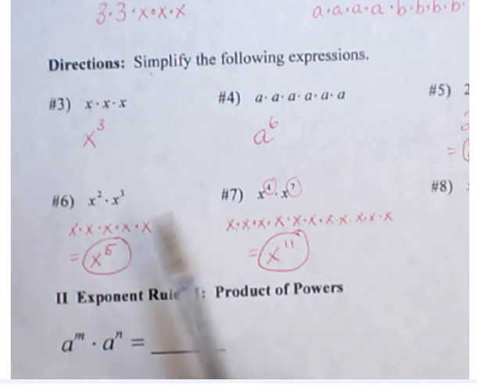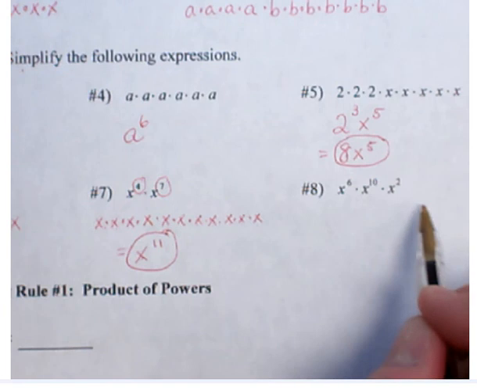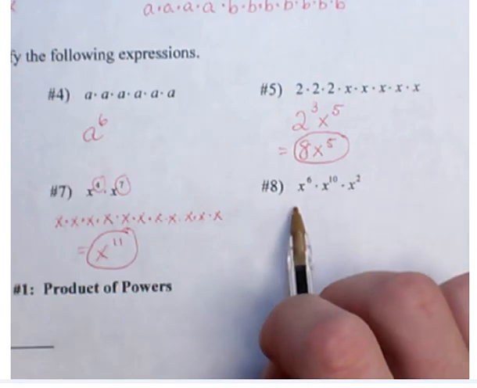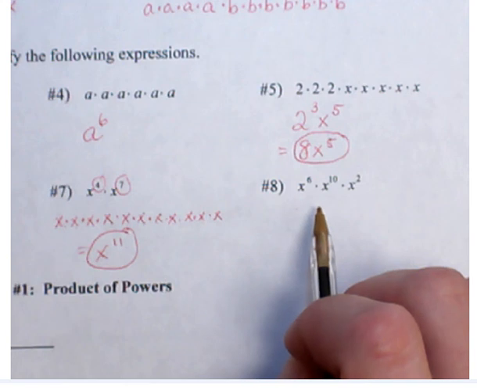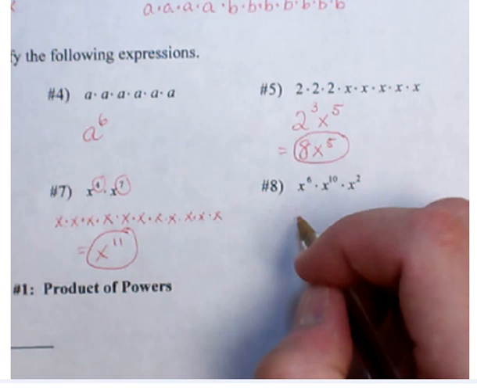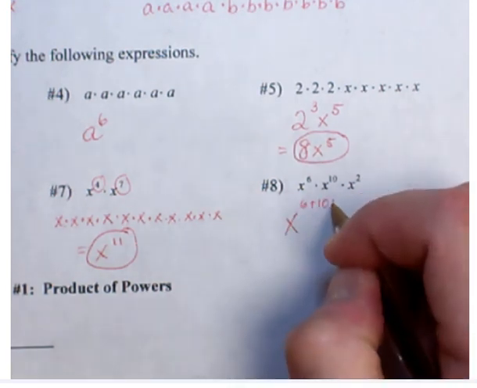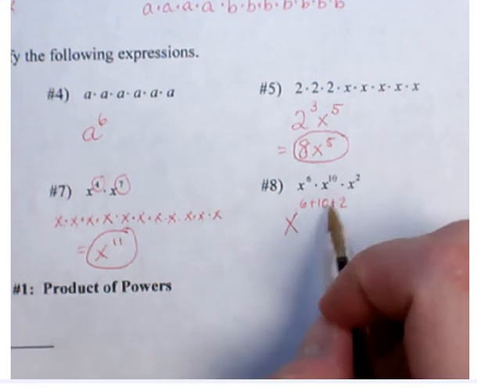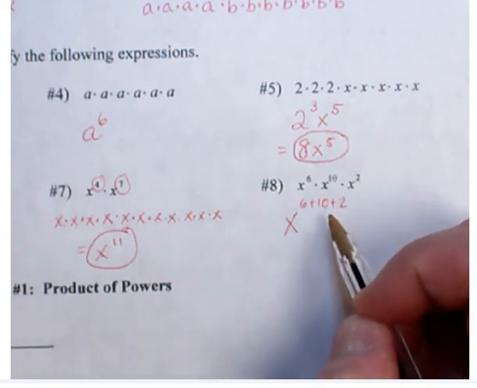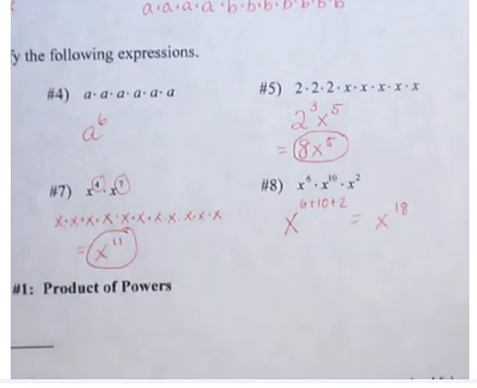How do you get 5 from 2 plus 3? You add it. So in number 8, if you were to write all this out, I'm not going to write this down because I'd have to write down x 6 times, and then I would write x 10 times, and then I would write it 2 times. Let's just do this. Let's take the exponents and add them. 6 plus 10 plus 2. That's the number of times you have to write down the variable. And what we get is x to the 18th power.